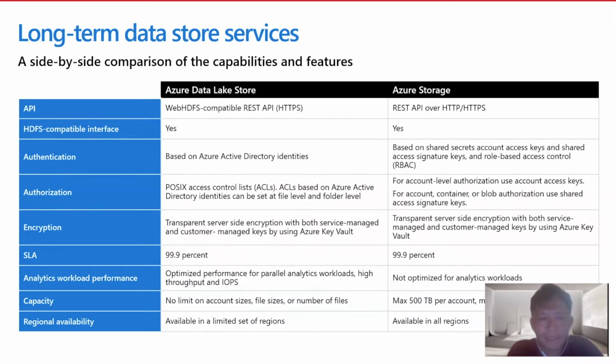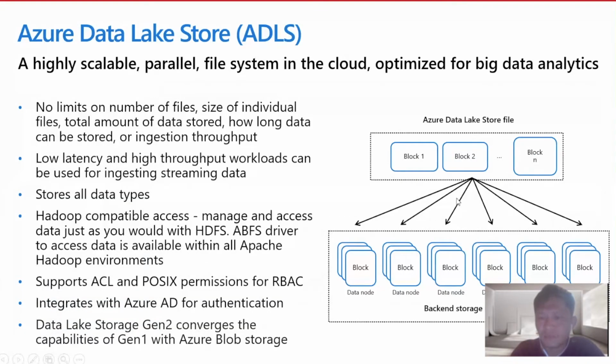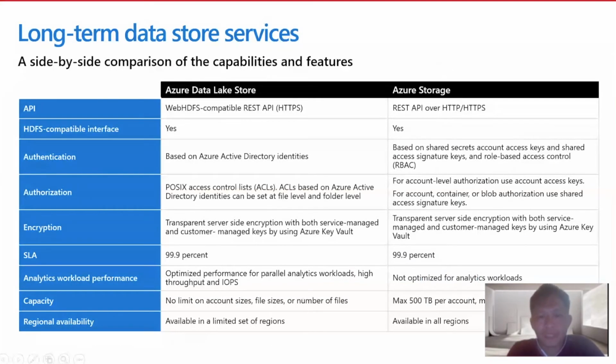In terms of performance, you can say that the Azure Data Lake Store is more optimized for parallel workloads, because behind it, as you can see here, it has loads of data nodes that can process in parallel at one time. So if you are concerned about performance, generally the Azure Data Lake Store will perform better if you are running workloads in parallel, right?